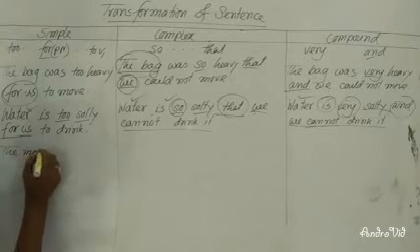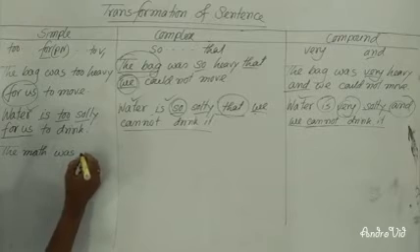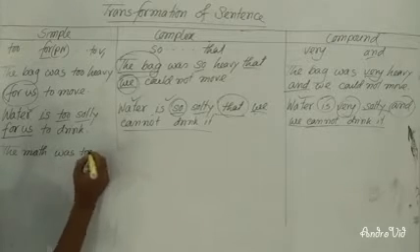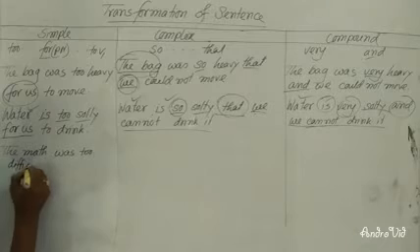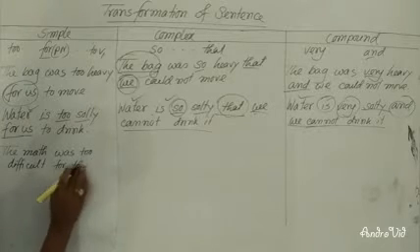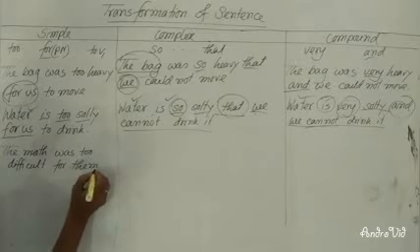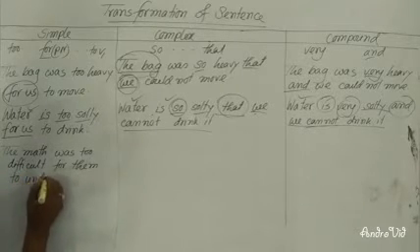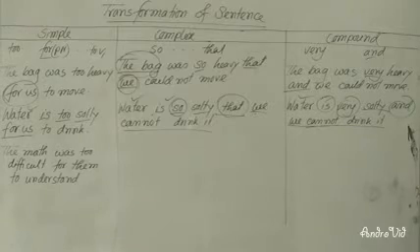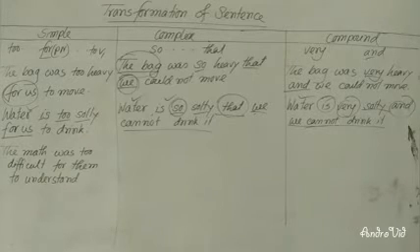The math was too difficult for them to understand. The math was too difficult for them to understand. It is a simple sentence because there is one finite verb. Now I will teach you how you can change it into complex and compound sentences. Dear learners, look at the board and follow me.